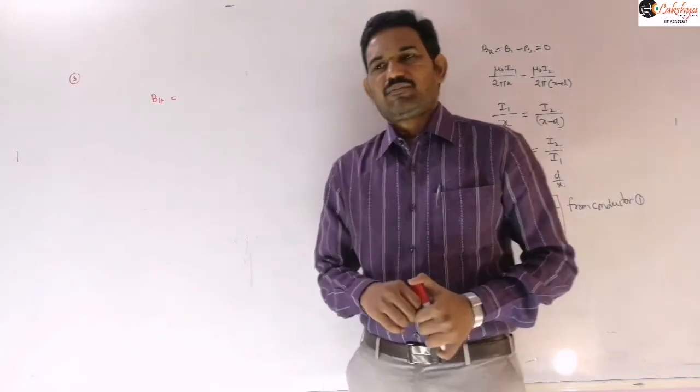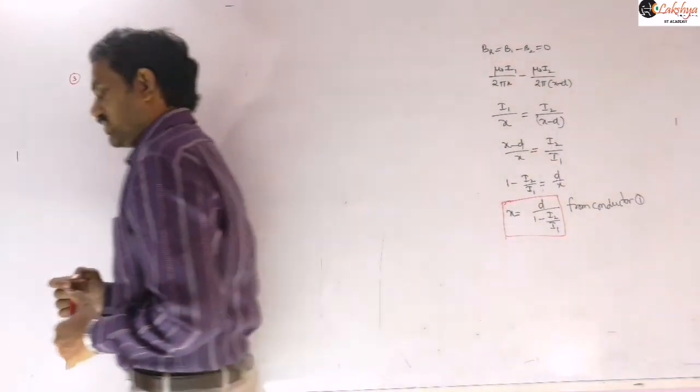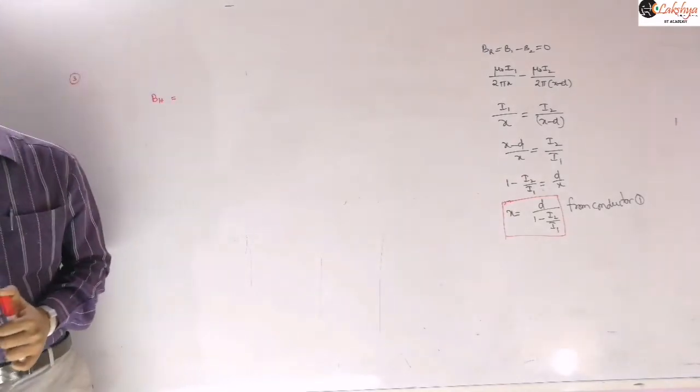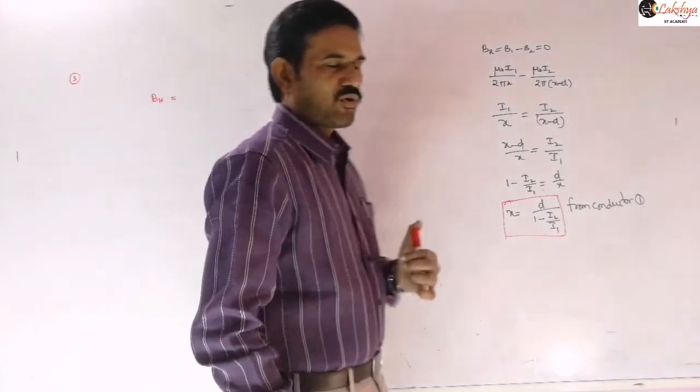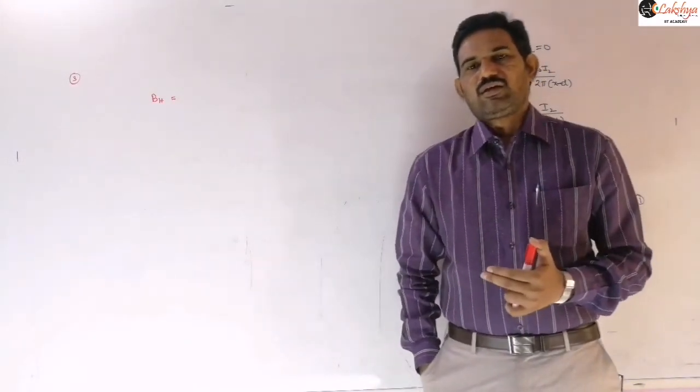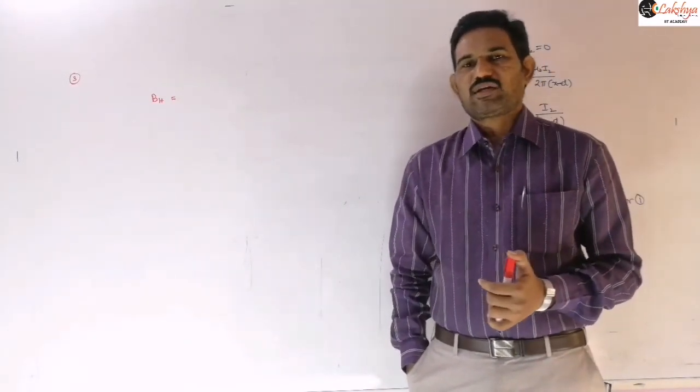So then, the neutral point may be formed above the conductor. Above the conductor.